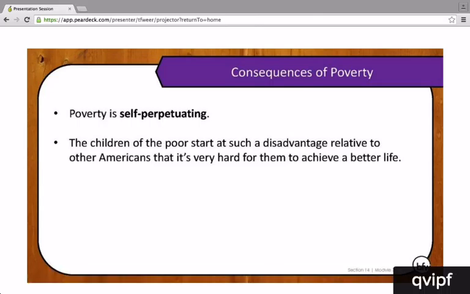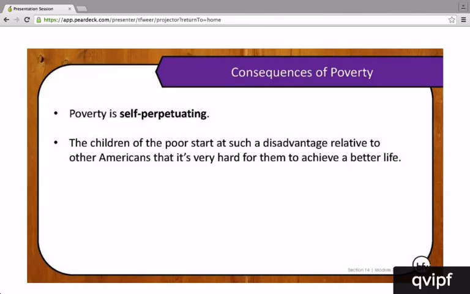So because of this, we say poverty is self-perpetuating. It creates what we call a cycle of poverty. The children of the poor start at such a disadvantage in terms of their health, in terms of learning disabilities, in terms of their nutrition, in terms of their access to education and good schools and things like that. They start out with such a disadvantage relative to other Americans in the middle or upper classes that it's very hard for them to escape it and to achieve a better life.